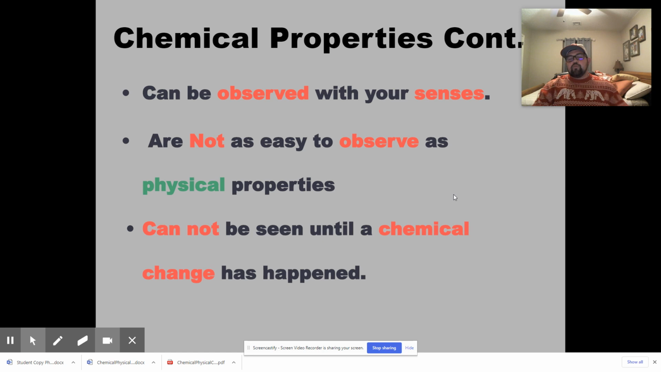And then chemical properties cannot be seen until a chemical change has happened. And so when we talk about chemical properties, almost always there's a chemical change, because that's what they are, the ability for change to take place. And so oftentimes there are things that are present that tell us that something has that ability to change because we made that observation when a chemical change has happened.